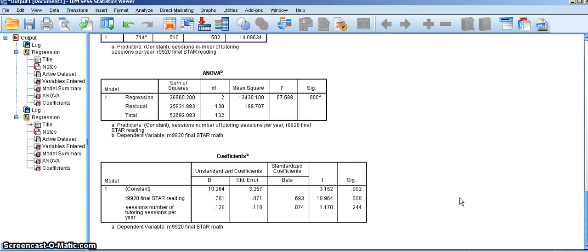So what our equation is going to look like is y hat, or y predicted, equals 10.264 plus 0.781x1 plus 0.129x2. And that's how we're going to do our simple regression and multiple regression in SPSS.